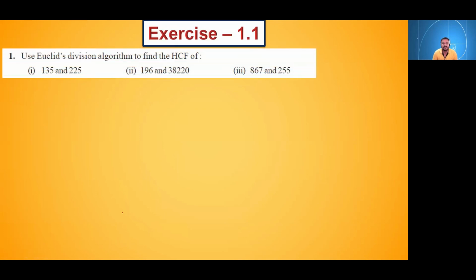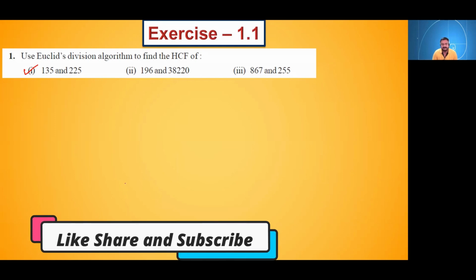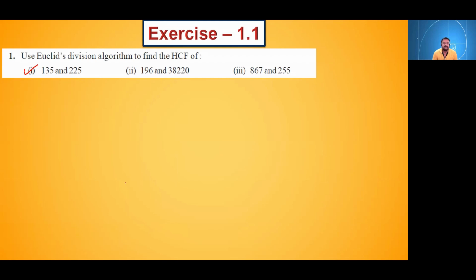First question, use Euclid's division algorithm to find the HCF of 135 and 225. Sorry, today there is no attendance link. Vallakatti, you take the screenshot and send it to me.